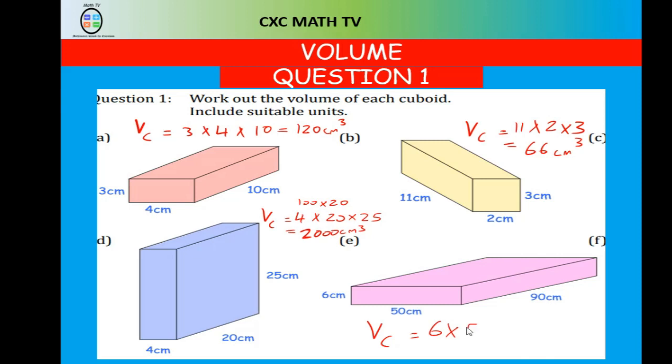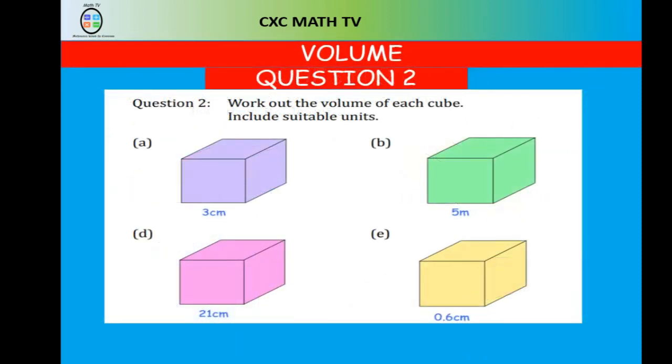We have 6 times 50 times 90. And 6 fives is 30. So that's 300 times 90. 9 threes is 27, and we'll put our 3 zeros. Centimeters cubed. Easy. Those are just some easy questions.